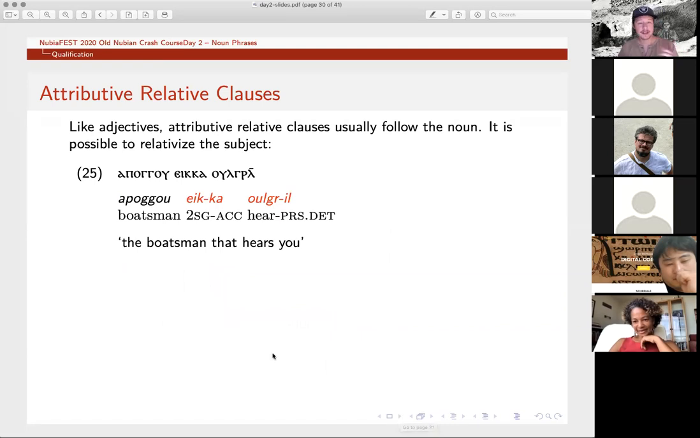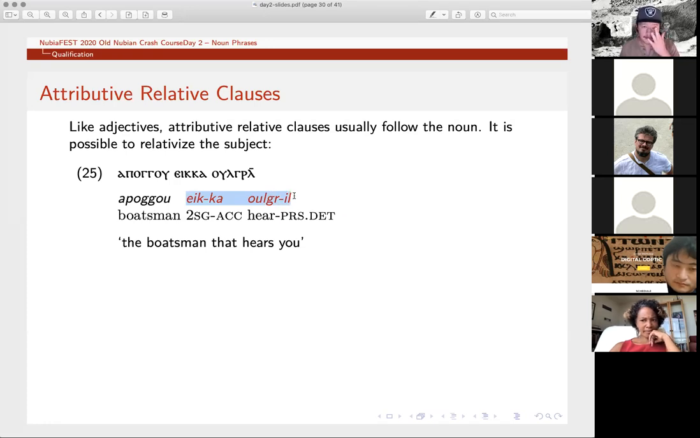Right. Then, as I said, like adjectives, attributive relative clauses also usually follow the noun. An attributive relative clause is a clause that contains a verb and in which the subject of that verb is also the antecedent of that relative clause. Now, this sounds very complex, but here is an example. The boatsman that hears you, right? So this is your attributive relative clause.